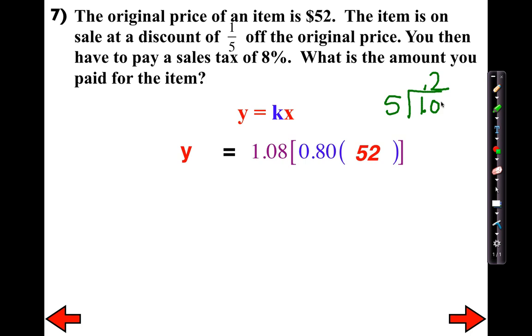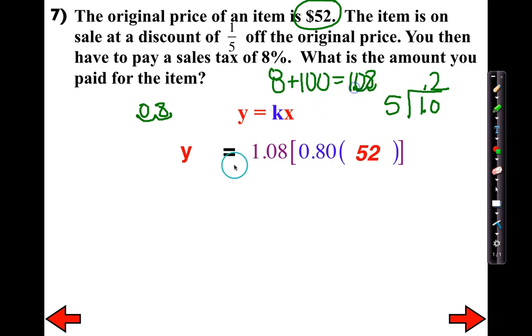Why are we doing 1.08? Well, first of all, 8% written as a decimal would be 0.08. So why did I put a 1 in front? Well, with this 8%, you have to include 100% of whatever you were buying. So 8 plus 100 became 108. So if you move the decimal over, that's how we ended up with 1.08.